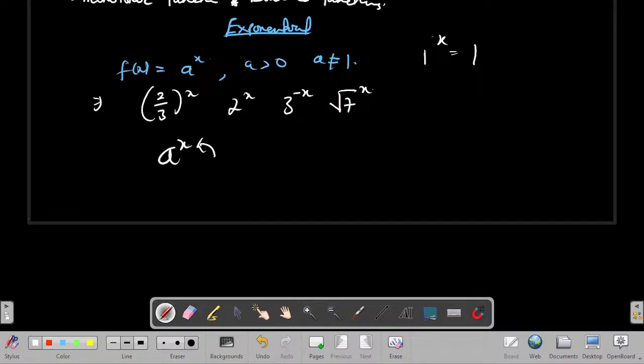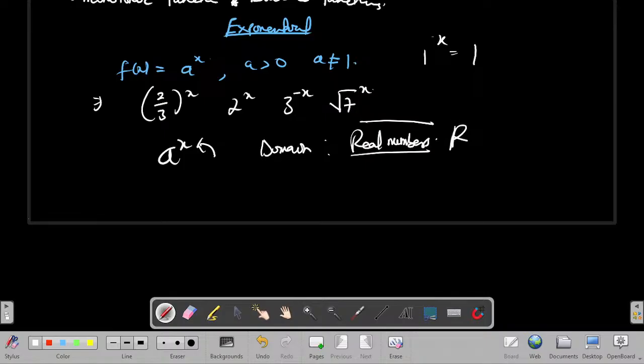When you put 0, it becomes 1. When you put infinity, it's infinity. If you put negative infinity, it's 0. So whatever you do, therefore the domain is said to be all real numbers. Take note of that. All real numbers. So the domain of an exponential function is the set of all real numbers. Put it down as R.